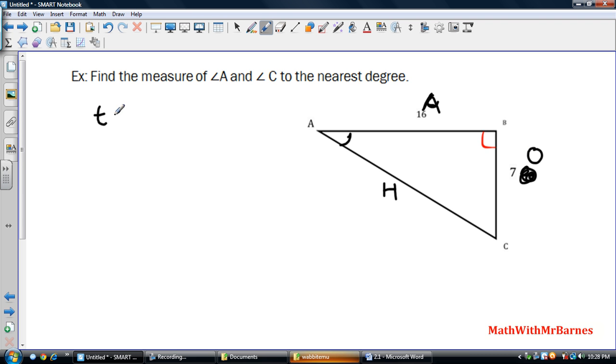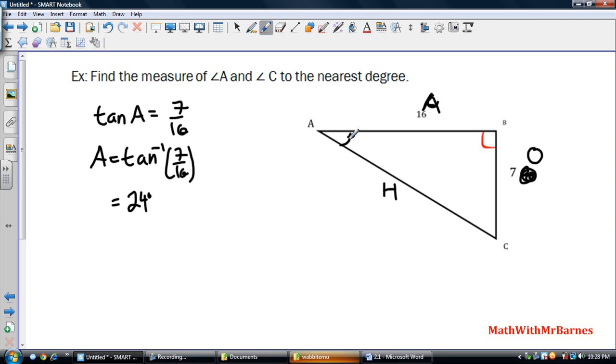So tan of A is equal to opposite over adjacent, so 7 over 16. Then I can do tan -1. I'm looking for the angle, of course, angle A. And that's 7 over 16. And then I just go tan -1, 7 over 16, and that gives me 24 degrees. So I know this guy right here is 24.